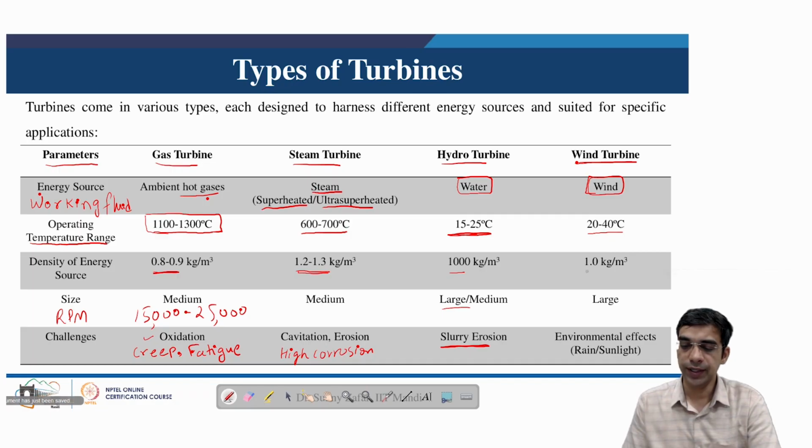As wind, or air, is used as the working fluid, the density is 1 kilogram per meter cube. Wind turbines are also very large, up to say 180 meters to 200 meters in diameter. They are made so large because we want to have every possibility of extracting energy from the flowing wind when the wind passes over the aerofoil shape of the turbine blades.